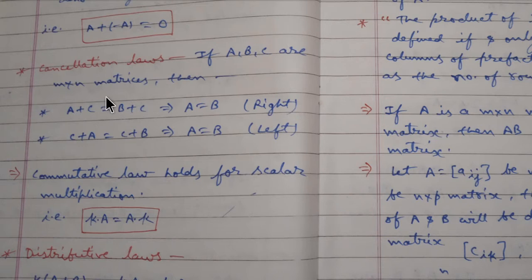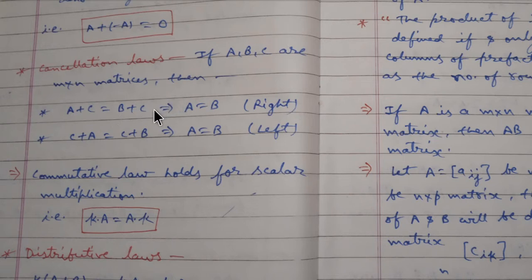so this is a relation, A plus C is equal to B plus C, then this relation implies that A is equal to B. This law is known as the right cancellation law. Cancellation law means that we have to cancel some equal terms. So C is present here and C is also present here.